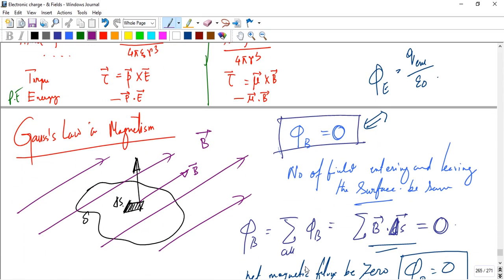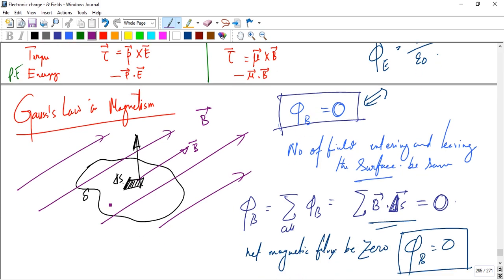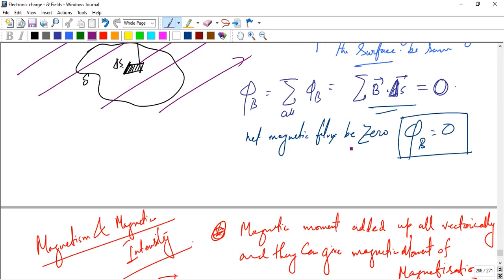Next, we discuss Gauss's law in magnetism, similar to Gauss's law in electrostatics. From Gauss's law in magnetism we get the flux phi equal to 0. But when we discuss Gauss's law in the electric field, we get the electric flux phi equal to the charge enclosed by the Gaussian surface divided by epsilon naught. Here it is 0 because the field entering equals the field leaving. The field entering is plus and leaving the surface is minus. If I add these two, the net sum is 0, so the net magnetic flux is 0.